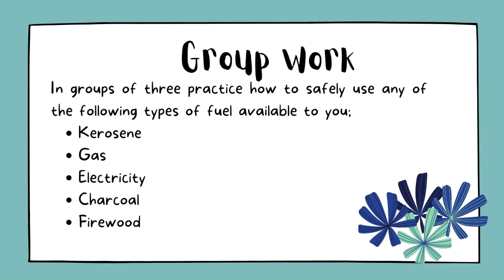Let's have a look at some of the group work that we can do when you're at home or in school. With a group of 3, practice how to safely use any of the following types of fuel that are available to you. You can use kerosene, gas, electricity, charcoal, or firewood. Make sure you have a guardian or a parent near you to avoid any possible accidents that may occur. They will guide you on what to do when practicing how to use these types of fuel.